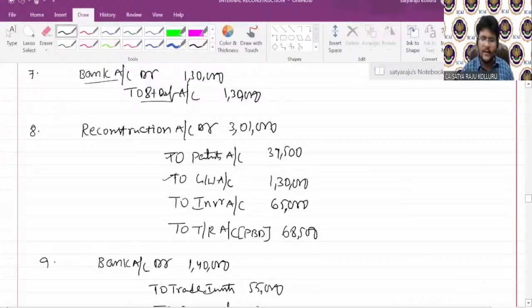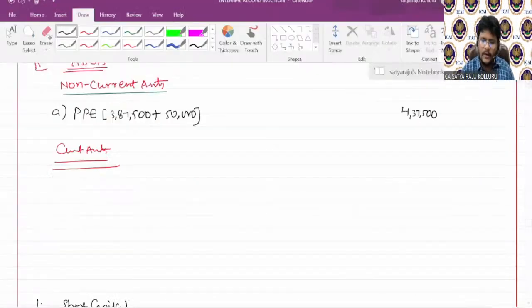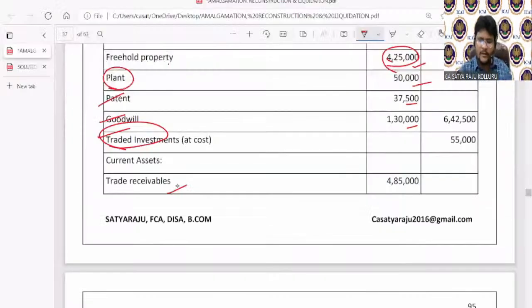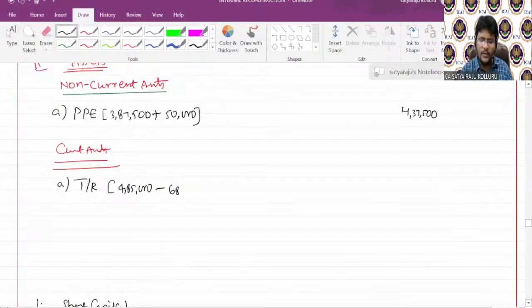Next, you can start with current assets, guys. In current assets, trade receivable is there. Now if you check, there is a provision for trade receivable here. It is clearly given that 68,500 is to be provided for bad debts. You need to decrease to that extent. That is 4,85,000 minus 68,500. How much did you get? 4,16,500. Like this, you need to check each and every item, guys.